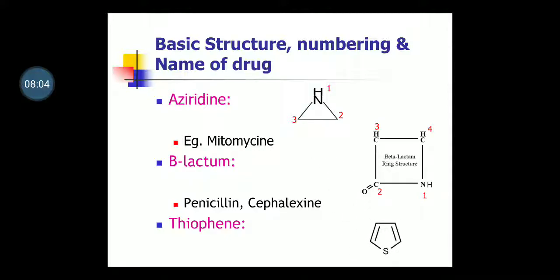Next, thiophene. This is thiophene, which is a 5-membered ring with sulfur as the heteroatom, containing 2 double bonds. Normally we have to start with sulfur, and we can proceed clockwise or anti-clockwise. Cephalothin is the name of an antibiotic which has the thiophene ring in its structure, and that's why the thiophene-containing drug is cephalothin, which is again a cephalosporin type of antibiotic.